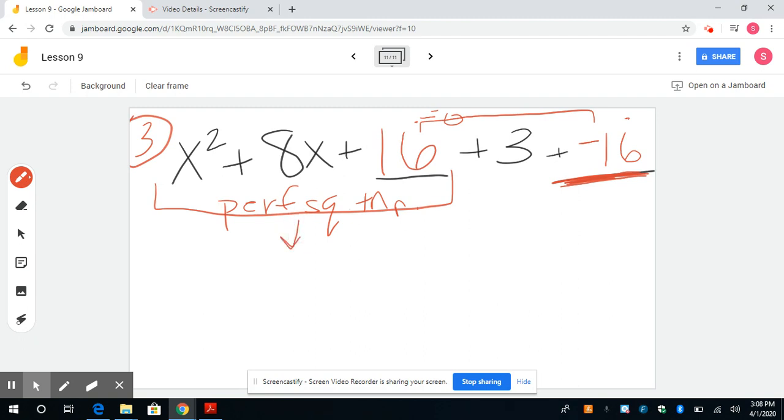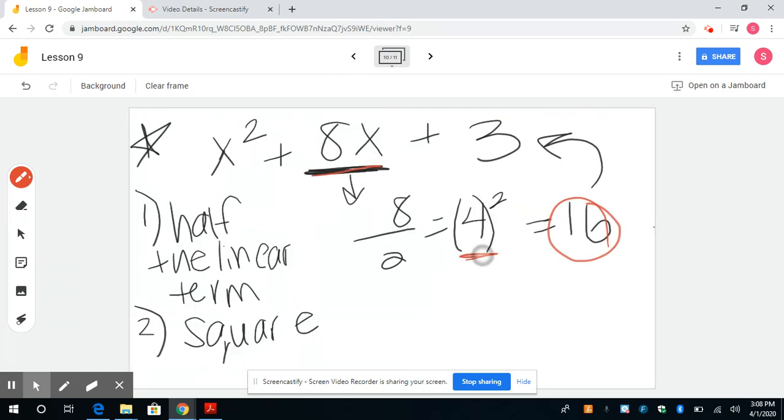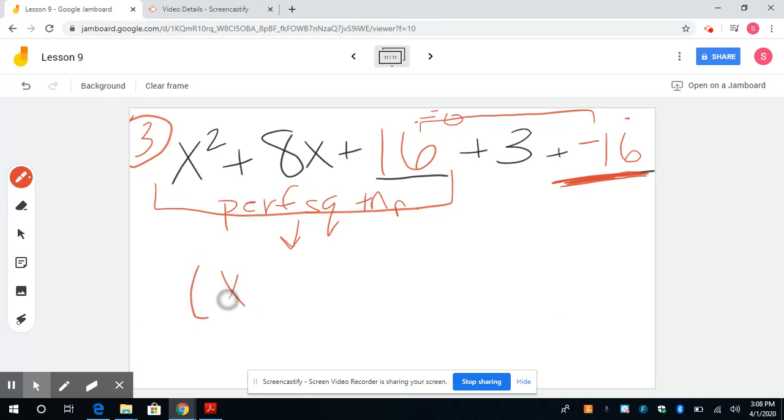We're going to do a few. So now we have our perfect square trinomial on our left. We're going to factor this. If we go back to our term, what should our factor number be? It should be 4. So x plus 4 squared, and then we simplify this to minus 13. And that's your answer.